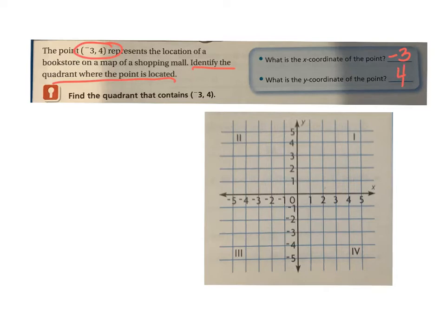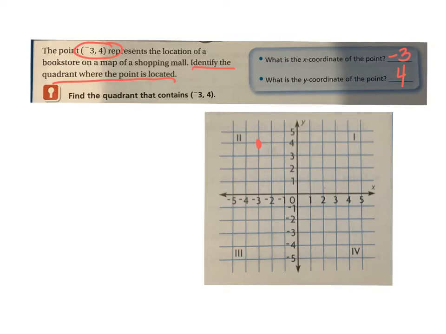So the x coordinate is -3, and the y coordinate is 4 right there. I'm going to start at my origin and go to -3 on the x, there, turn, then go +4 on the y, there, and mark that location. Their question is, what quadrant is that in?